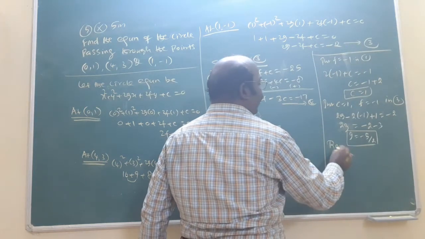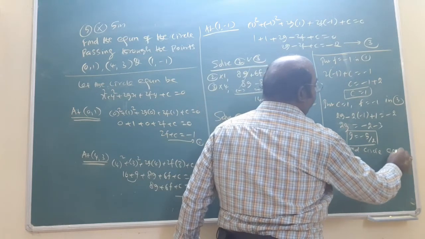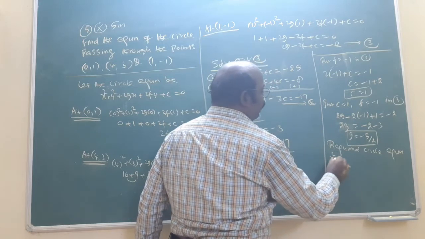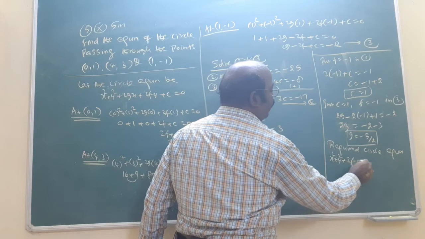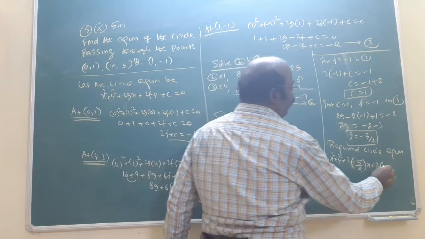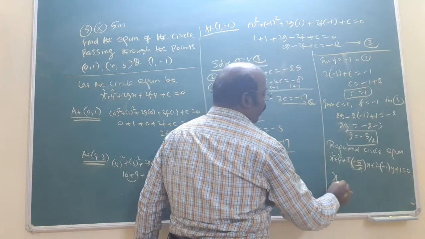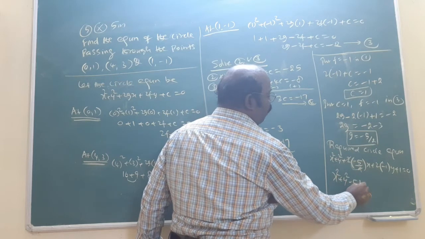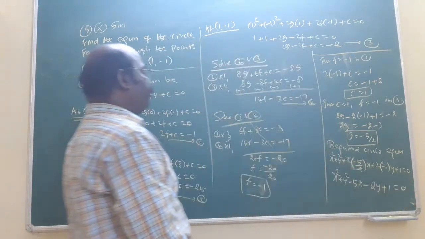Therefore, what is the final answer? The required circle equation is x square plus y square plus 2 into g into x, where g is minus 5 by 2, so minus 5x, plus 2 into f into y, which is minus 1 into y, plus c, which is 1, equal to 0. That is x square plus y square minus 5x minus 2y plus 1 equal to 0.